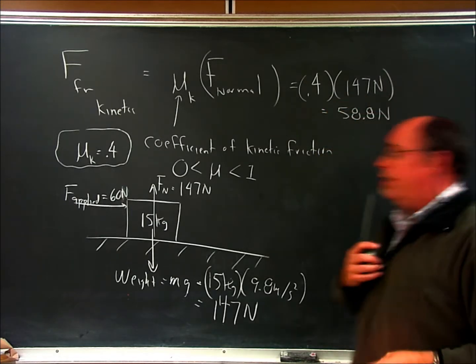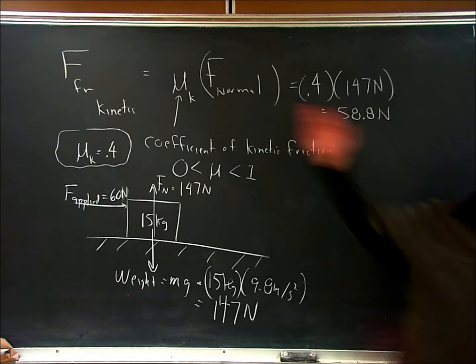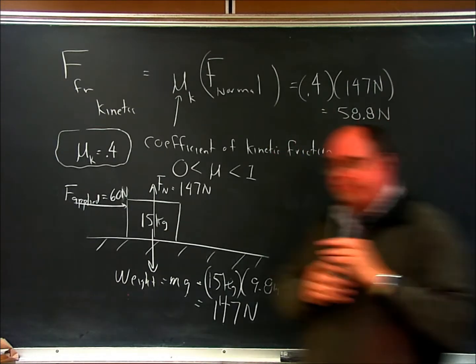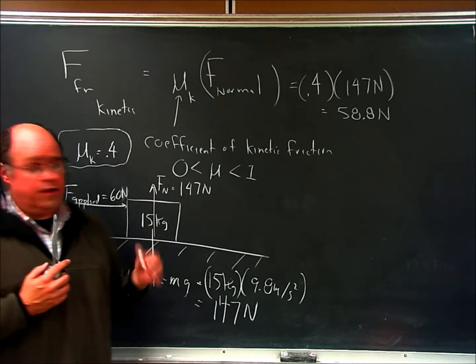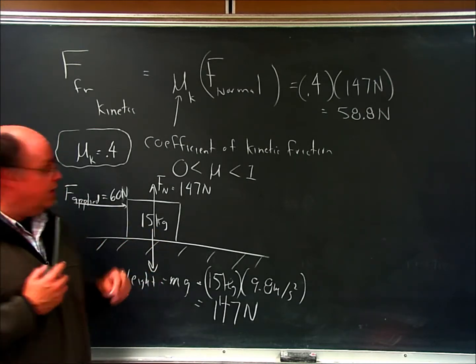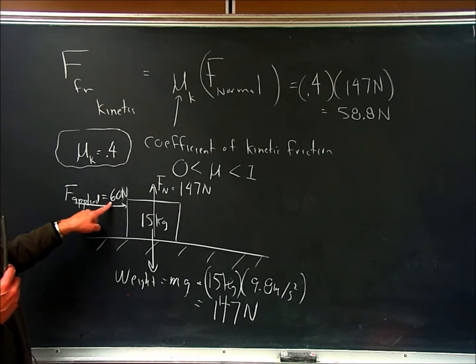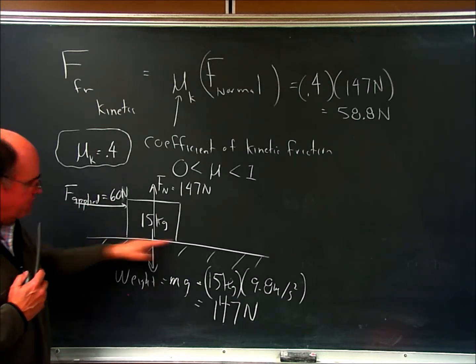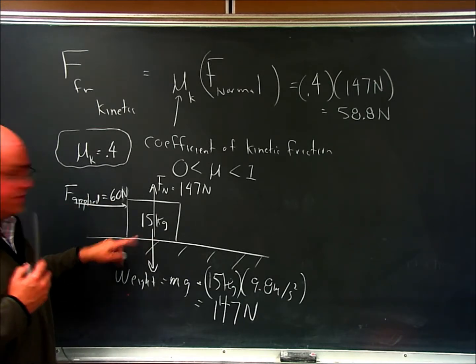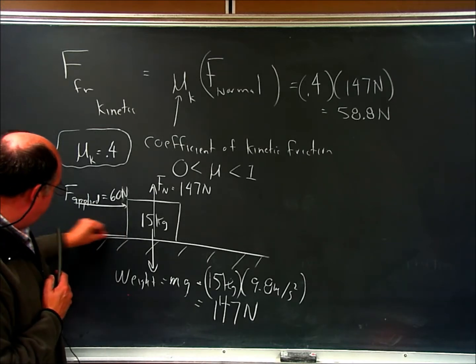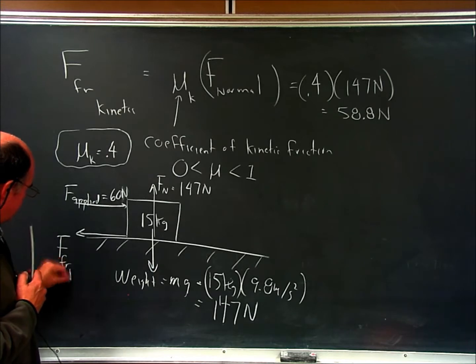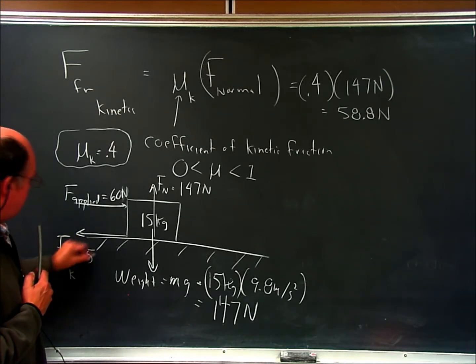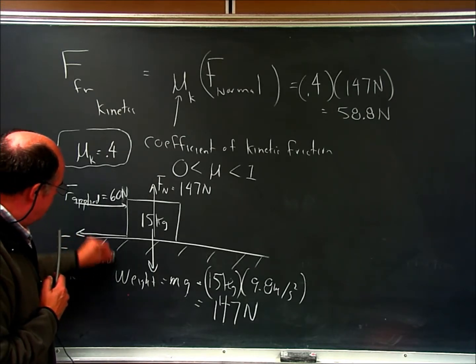Now, that is my force of kinetic friction. So if this was the case, and it has to be sliding for it to be called kinetic, we are moving this box along the floor, and I'm pushing on it with an applied force of 60. But the force of friction is happening right here between where the two surfaces are sliding, so we have a force of friction going this way, and our force of friction, which is kinetic, is equal to 58.8 newtons.